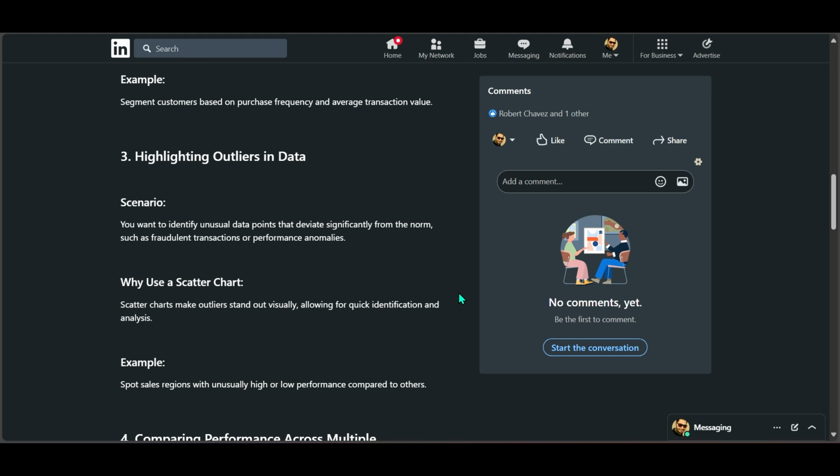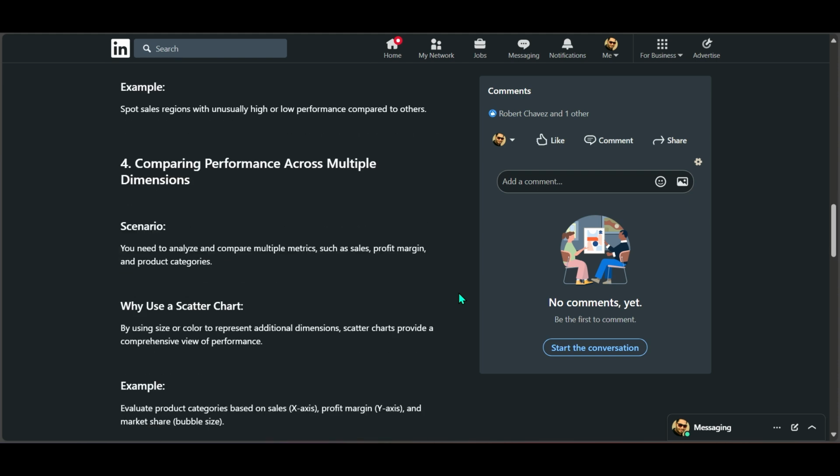Whether it's identifying fraudulent transactions or pinpointing underperforming regions, these charts help you quickly find data points that deviate from the norm. Fourth, compare performance across multiple dimensions. For instance, evaluate product categories using sales as the x-axis, profit margin as the y-axis, and market share as bubble size. It's a comprehensive way to visualize your data.